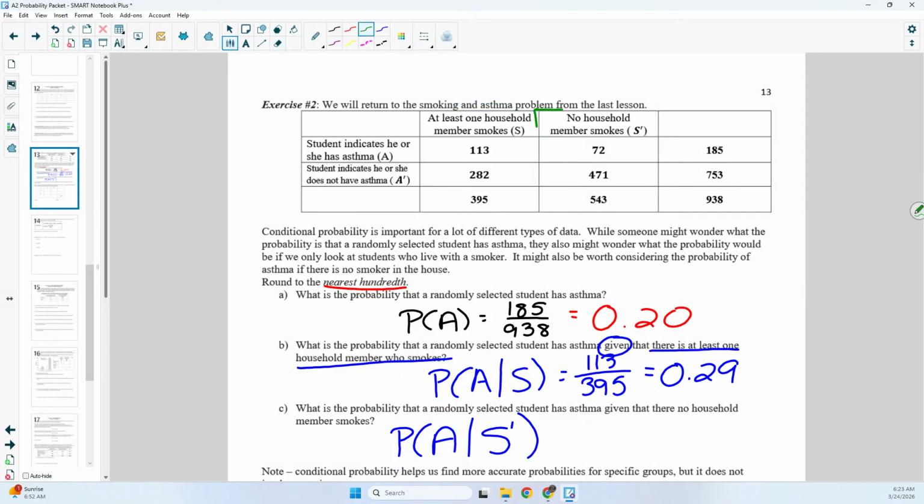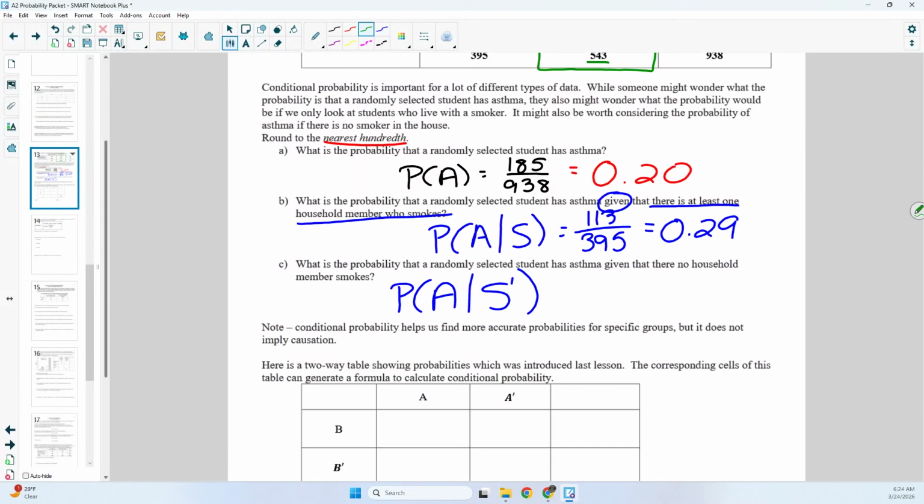So now we're just looking in this column. So looking for my two numbers, my total has to be 543, and the number in the A column is 72. So we have 72 out of 543, which ends up being 0.13. So only, if we talk about chance, only a 13% chance if there are no household members that smoke that a person has asthma.